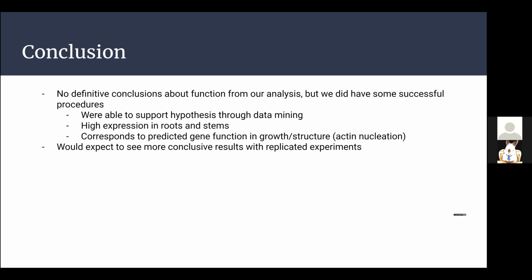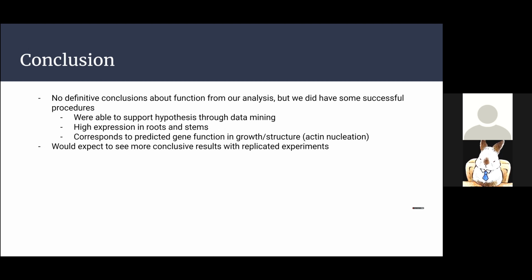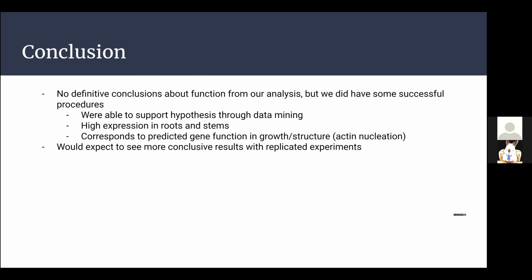So this predicted function, again, was that our gene is important in actin nucleation and activating that complex, which allows for polymerization of the cytoskeleton and the actin filaments and is able to help with cell growth and cell structure.